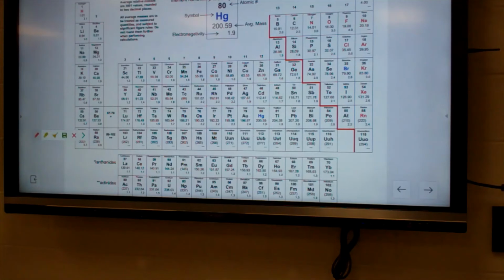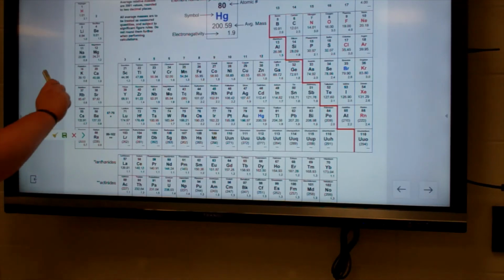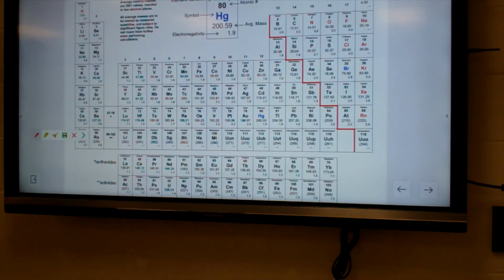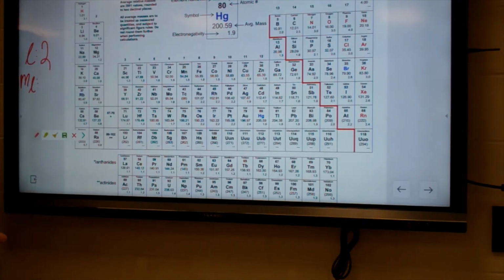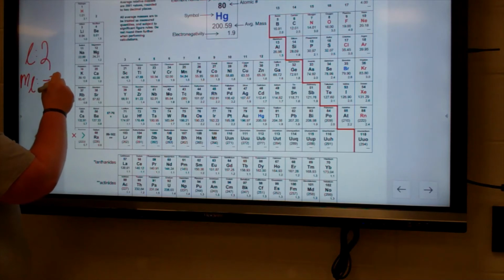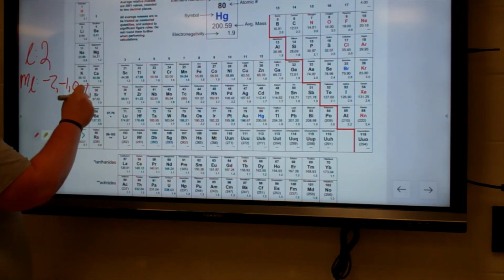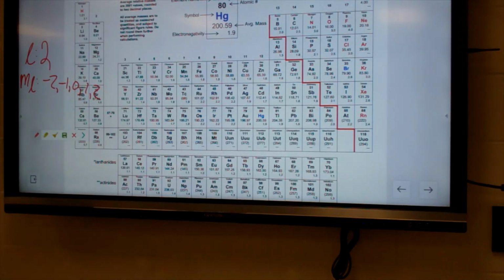Alright, so let's look at D block. D block is columns 3 through 12. So we're looking at D block. Since we're looking at D block, what's L? 2. So what's that mean? M sub L. What's the range? -2, -1, 0, 1, 2. So guess what we do? Let's break the columns down.